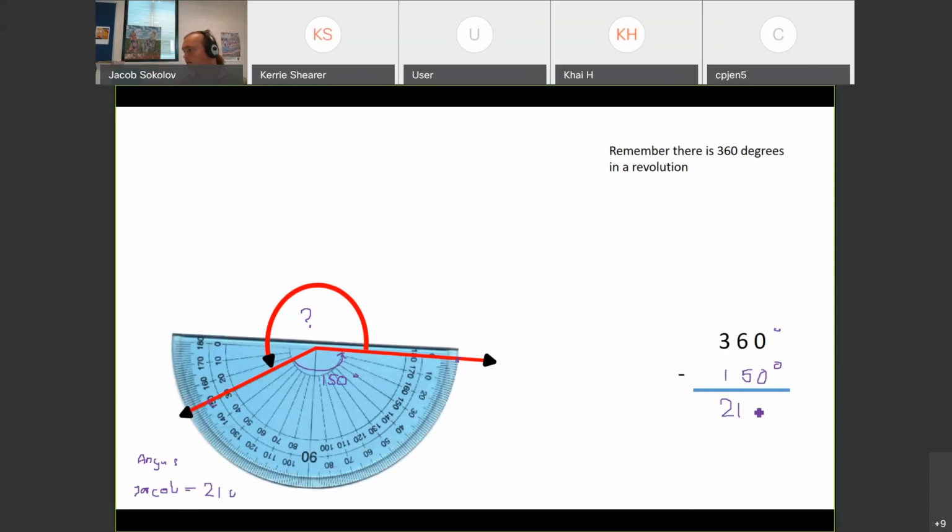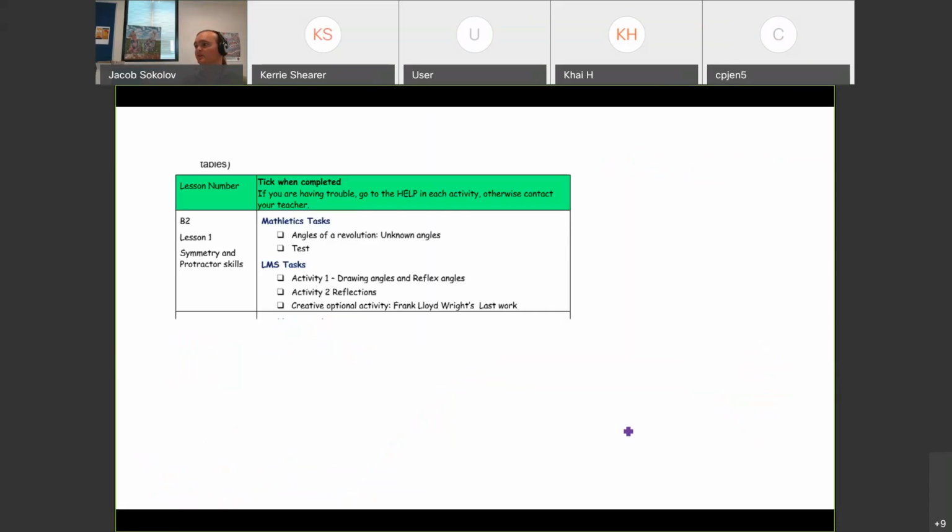210 degrees. Am I going for time? We have 5 more minutes. So what we could do at the moment is, from this week's work from lesson 1, we can do angles of revolutions. I'm going to do some reflections very, very quickly, and then I'll let you go.